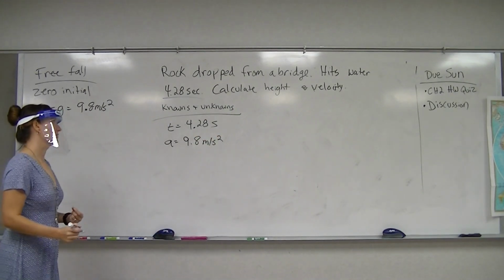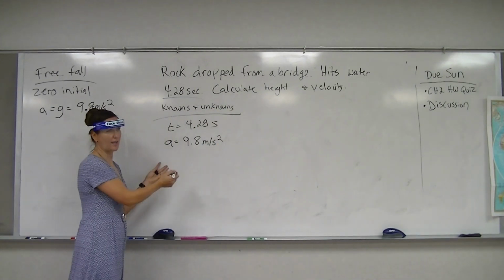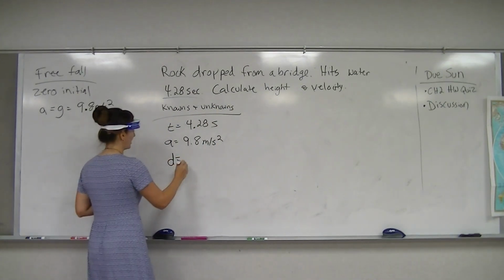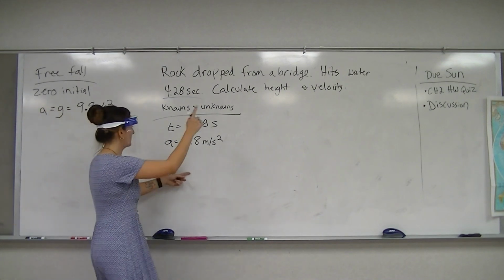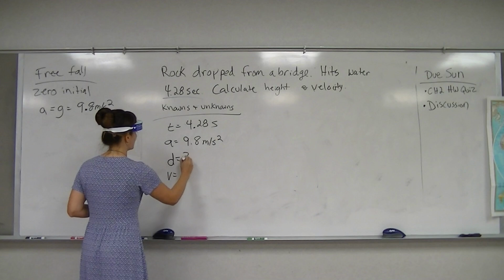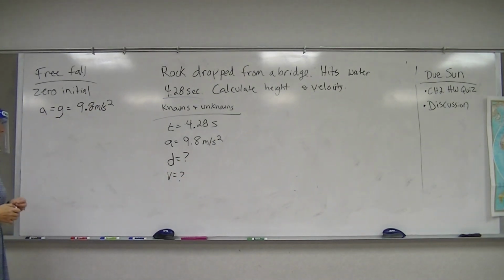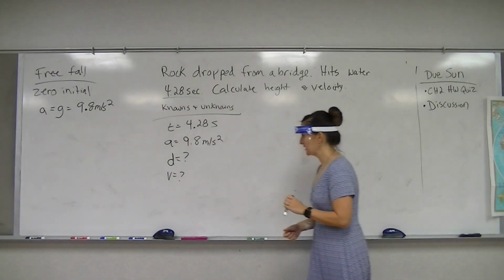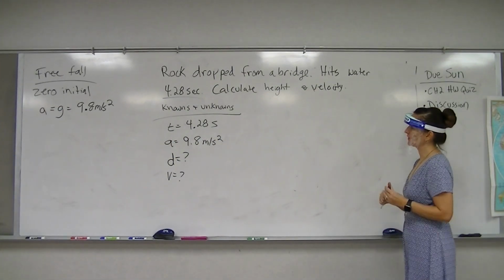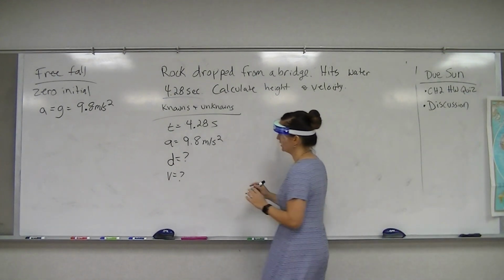Okay, so what are my unknowns? What does it want me to solve for? Well, it says height, but that's not the letter h. That's the letter d, because height and distance are the same thing. And we also have our velocity that they want us to calculate. So how tall is the bridge? How fast are the rocks going? Never drop rocks off a bridge. Gravity speeds them up and they can do a lot of damage, right? So let's see, let's find our equations.